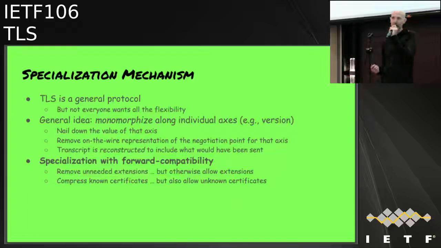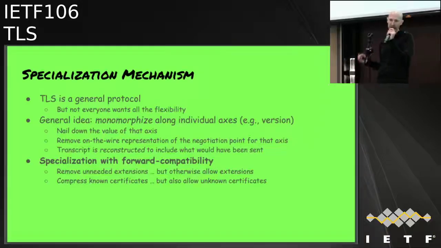And the idea here is you can independently monomorphize on every axis, and here's the cool part that Karthik suggested, which is you reconstruct the transcript as if you had not specialized, and so you get the same wire transcript as you otherwise would. You get the same thing in the key schedule as you otherwise would have. So you can just think of it as a piece of compression.